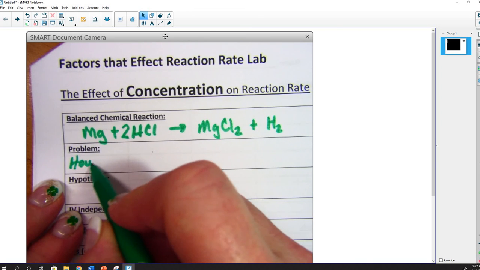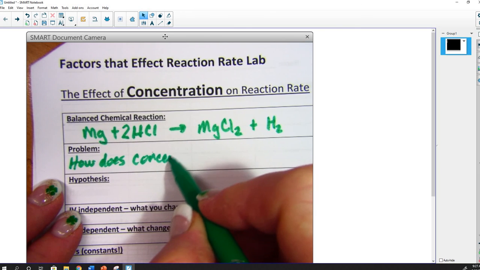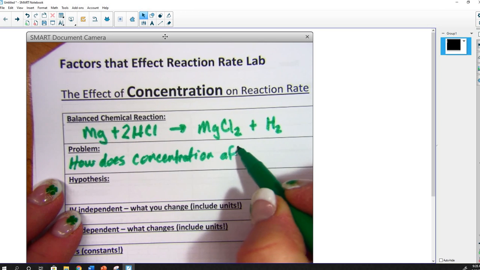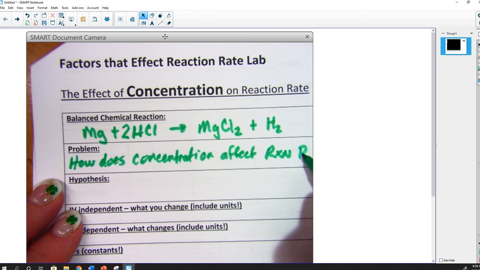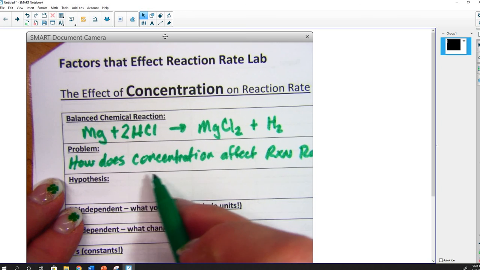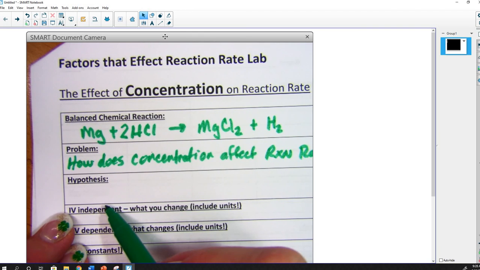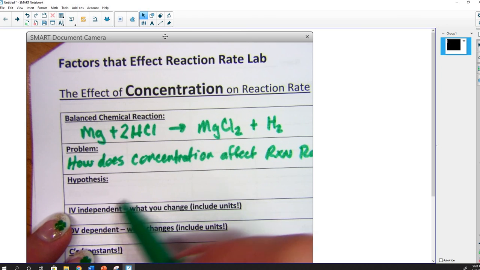How does concentration affect reaction rate? Now, like I said, you don't have to use this one for this one. You might have used this one for the temperature. You're going to do the same thing. How does temperature affect reaction rate? Okay? You're going to write a hypothesis. What's a hypothesis? Your guess about what's going to happen. So you're going to write that.